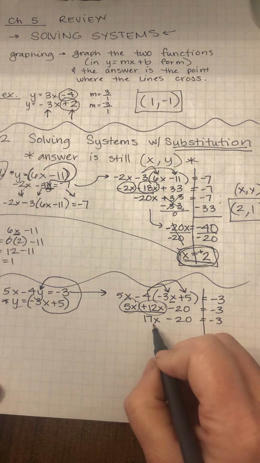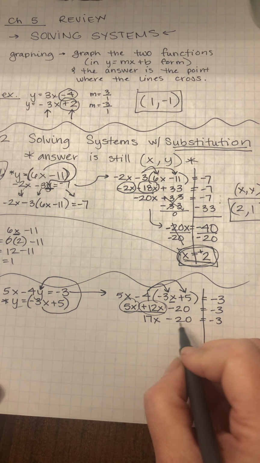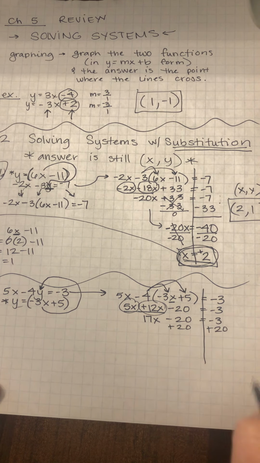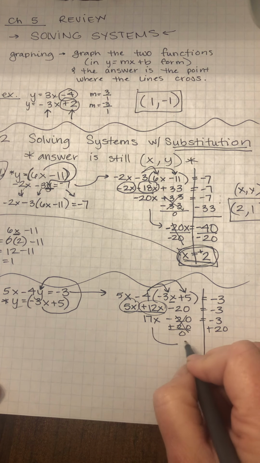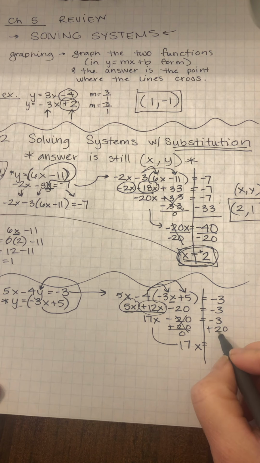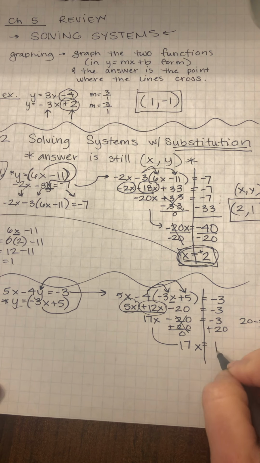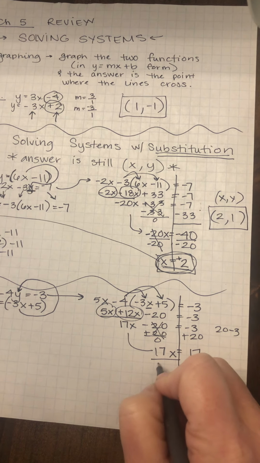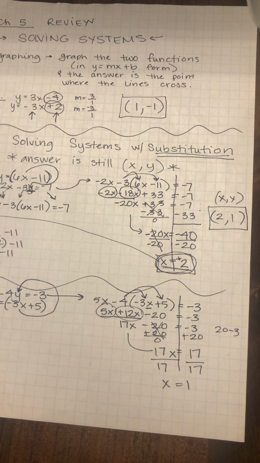In order to get the variable alone, I have to move both of the numbers, but you start with whatever is not attached to the x. So I'm going to add 20. That's the opposite. So on the left, I have 17x, and on the right, I have a positive 20 and a negative 3. So I have 17 on the right. So I'll divide by 17 to get the variable alone. I get x equals 1.